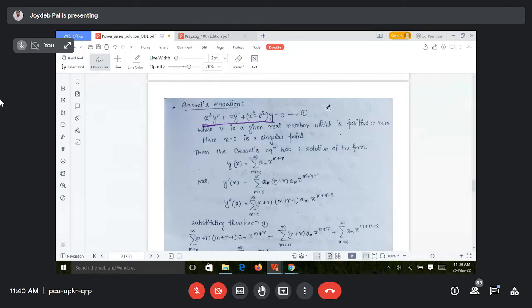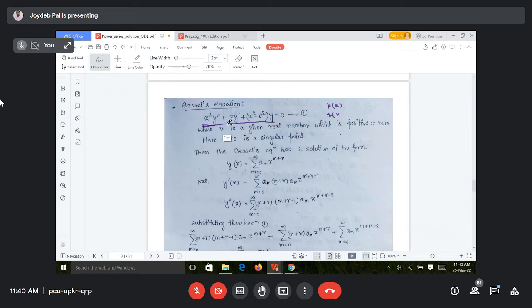So you write Px, what is Px? And you write Qx. Then you multiply Px by x and multiply Qx by x square. And these two should be analytic, right? At x is equal to 0 to be a regular singular point. So I think you can verify it. X into Px and x square into Qx, they are analytic or not. So here x is equal to 0 is a regular singular point.